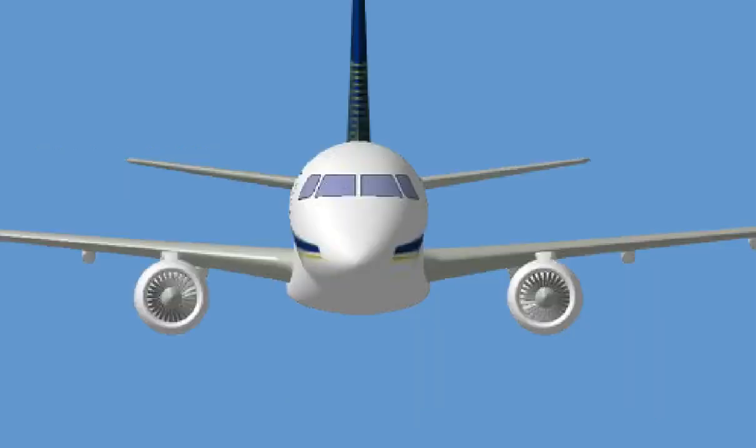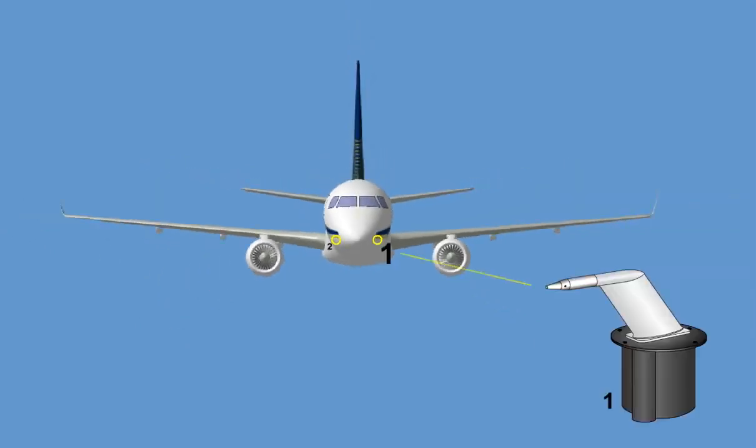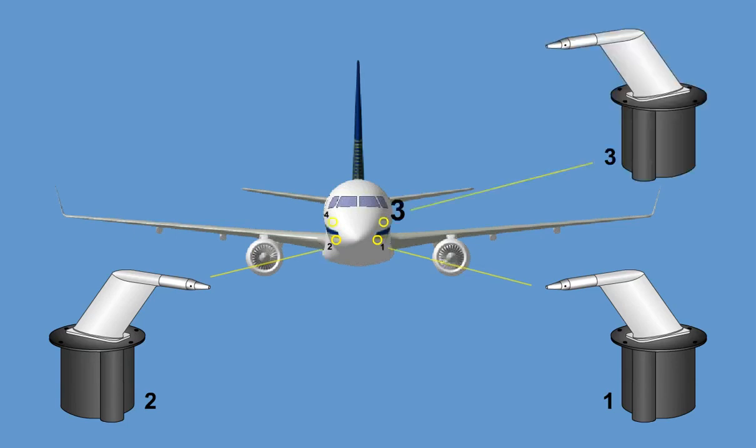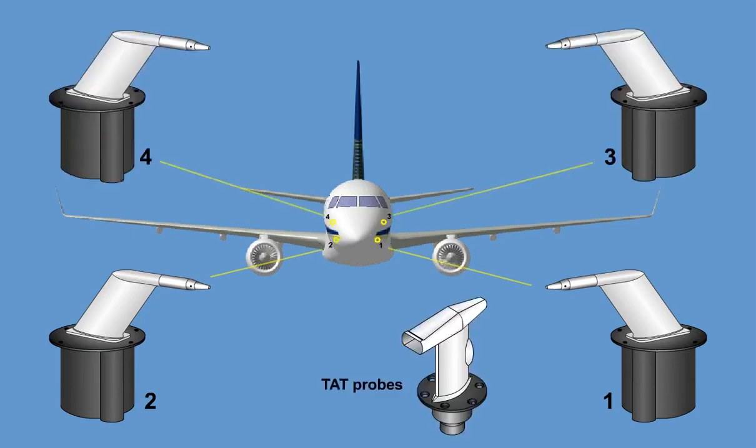The ADSPs are located on the nose of the airplane. ADSPs 1 and 2 are symmetrically located and are further forward and lower on the nose than the symmetrically located ADSPs 3 and 4. Total air temperature probes 1 and 2 are symmetrically located.